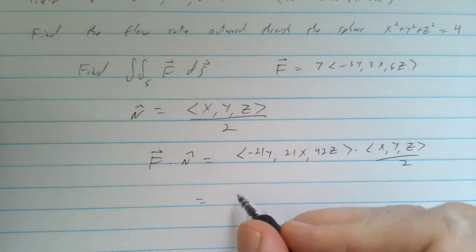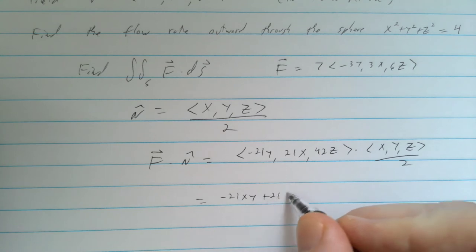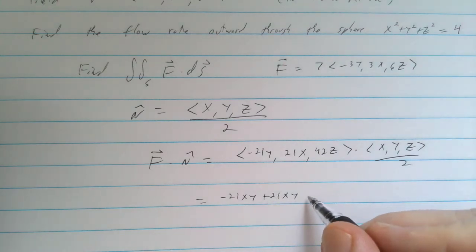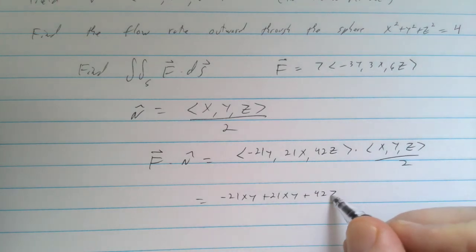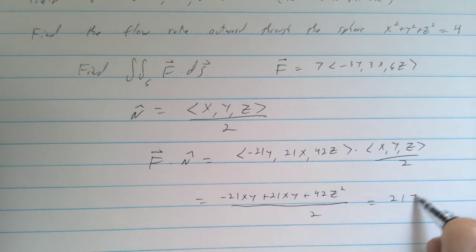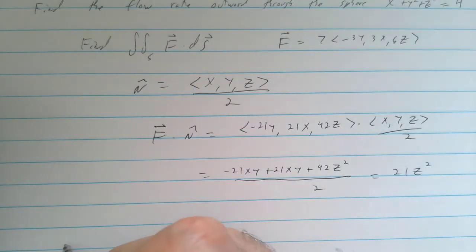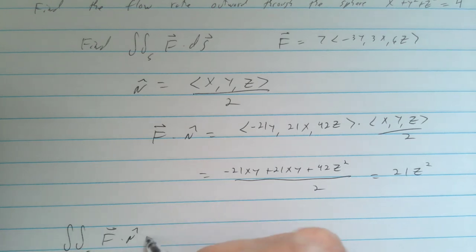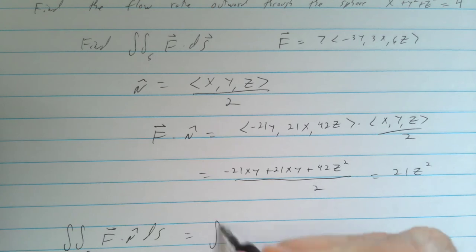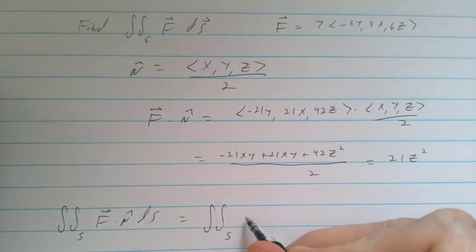And we'll get negative 21xy plus 21xy plus 42z squared all over 2. So 21z squared. And our flux integral is going to be, of course, F dot the unit normal dS. So this will just be the integral of 21z squared dS.